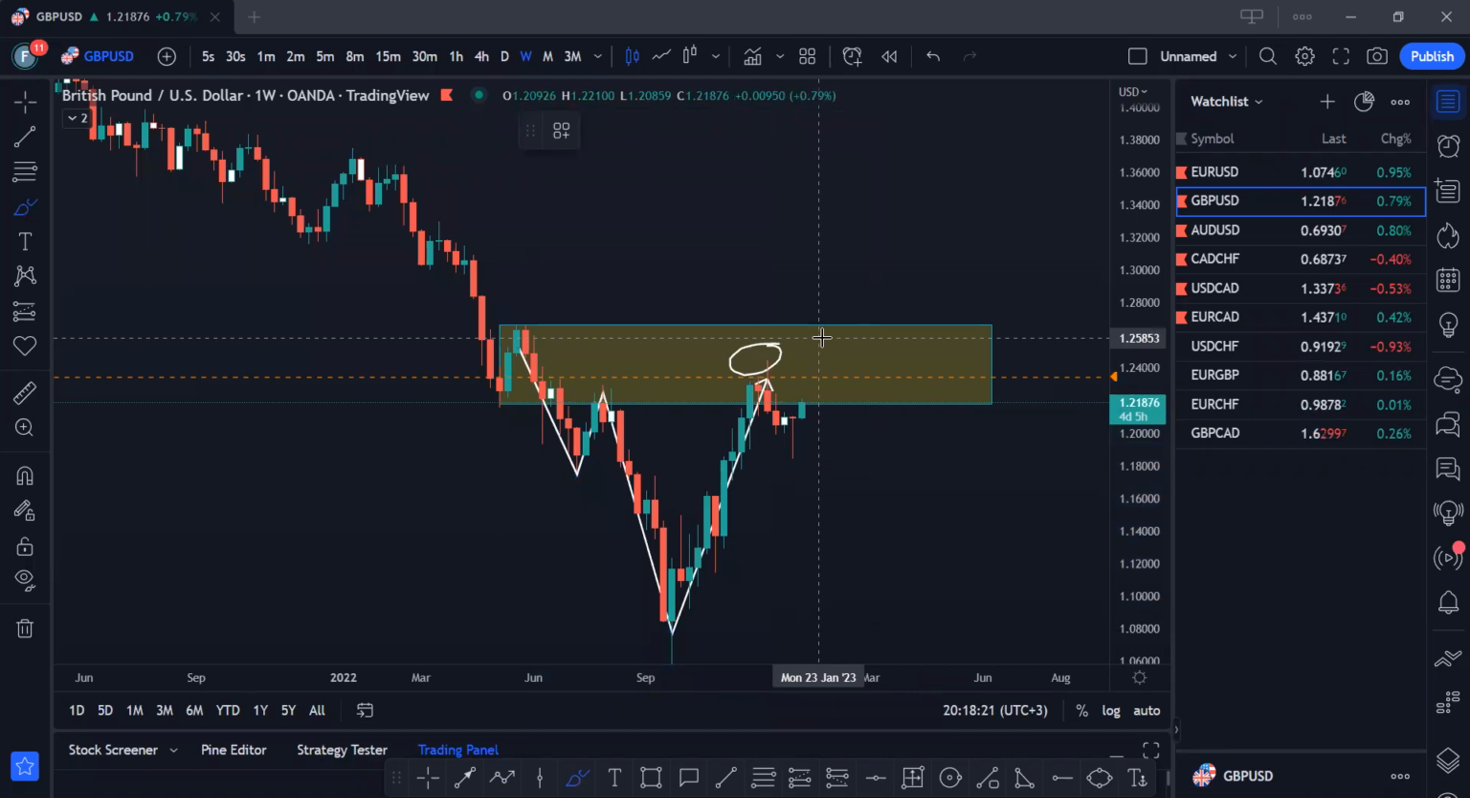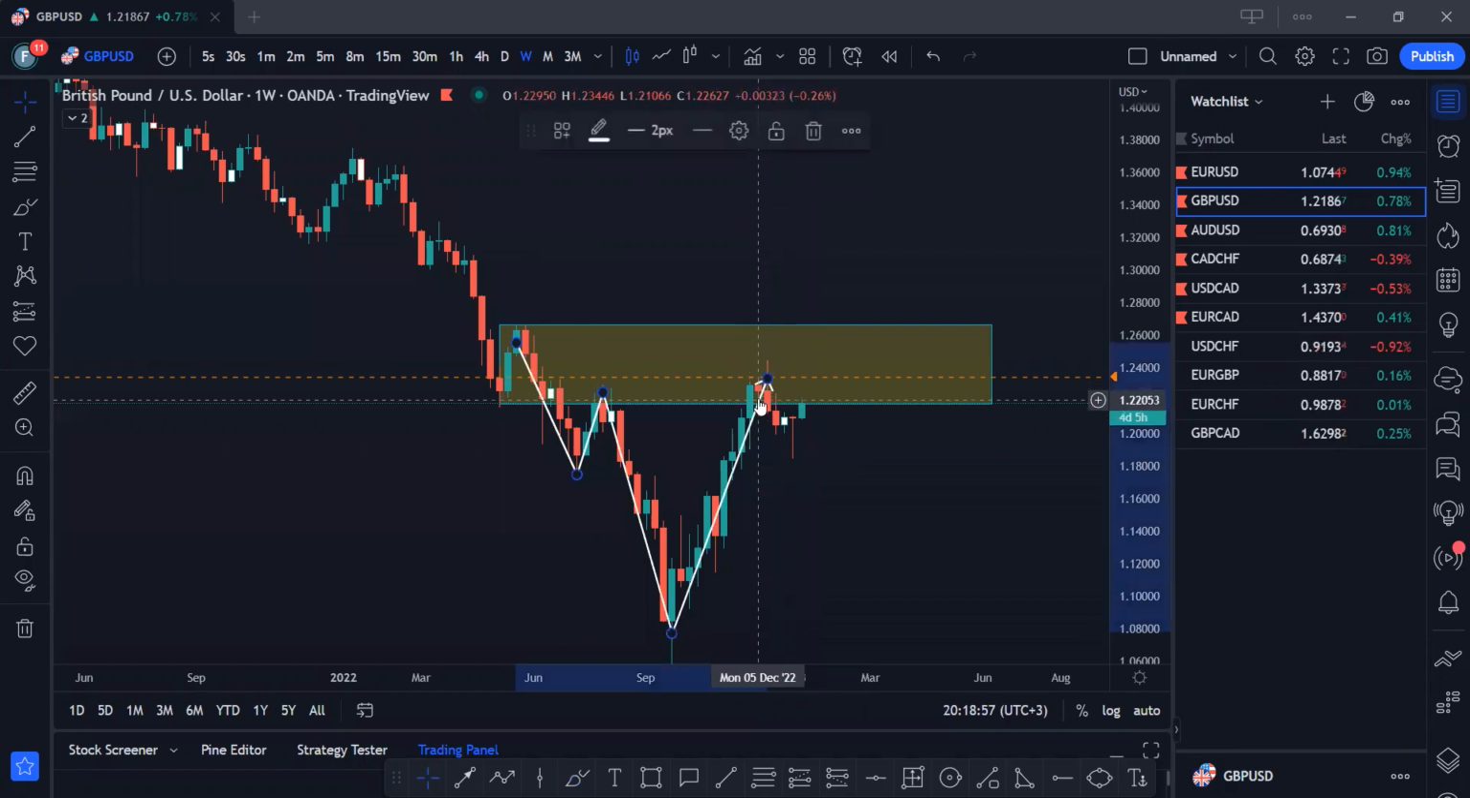And what do we do when we identify a supply zone? We look for sell opportunities. Ideally, in a supply zone, you want to be looking for sell opportunities. You can also spot buy setups, but it's more convenient to trade sell setups. So that's what we're focusing on here on GBPUSD. The sellers are in control right now, so we want to go to a lower time frame and find a possible setup.